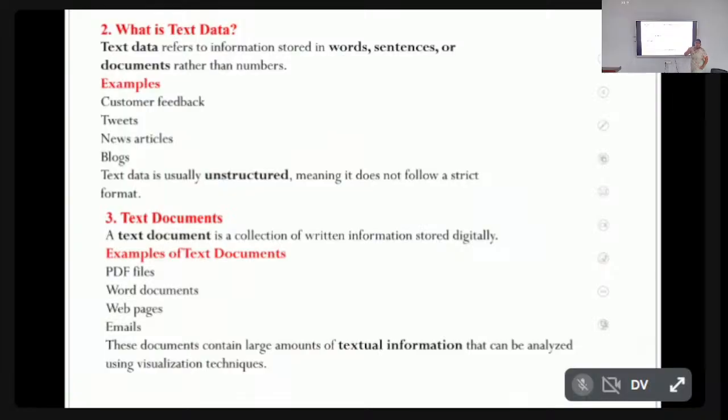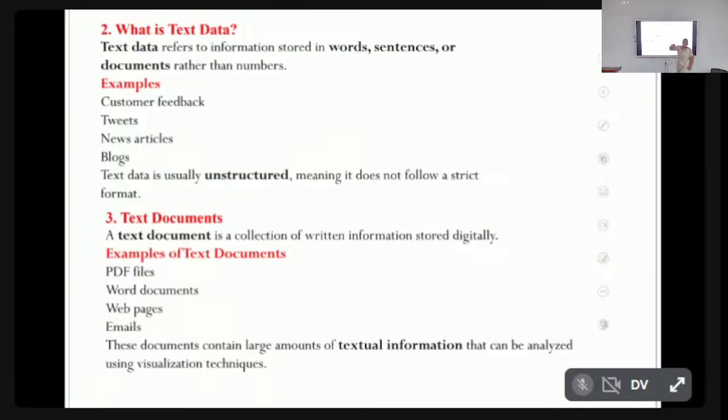Now just here, what is text data? Text data, what is it? What do you mean by textual data? For example, I'm sending a message to you. That is called text data, right? Or I'm sending some WhatsApp data to you, that is called text data. See here, text data refers to information stored in the form of words, sentences or documents rather than numbers. The different examples are this one.